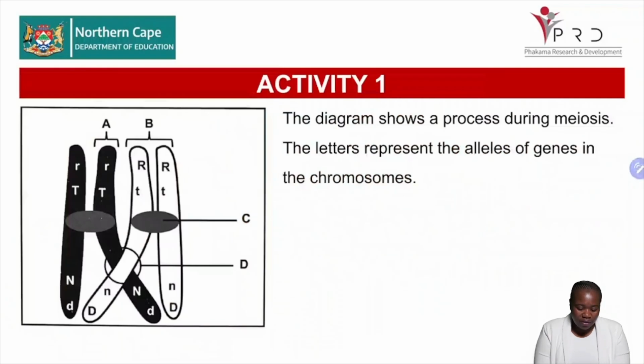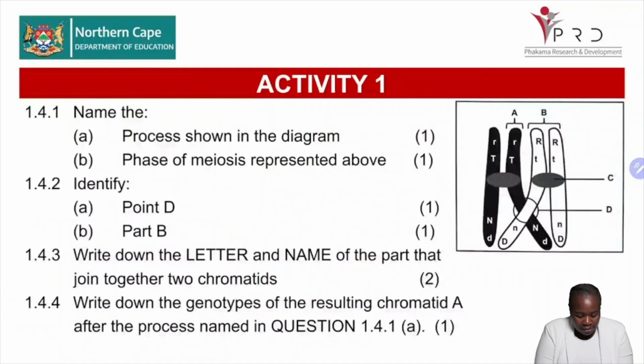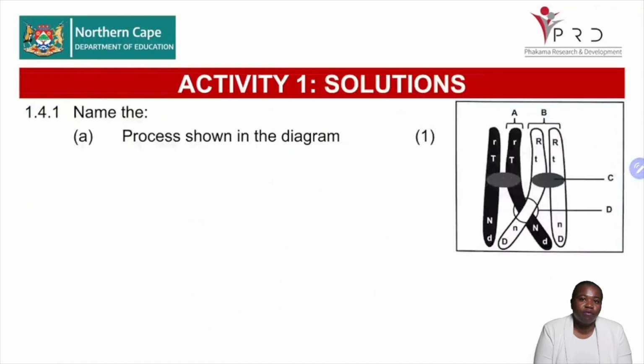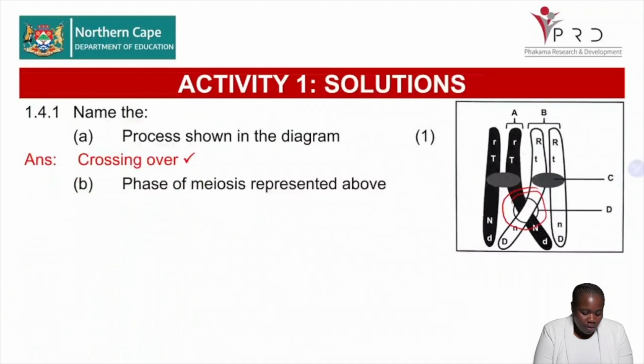Okay, let's have a look at an activity. Activity 1. It says the diagram shows a process during meiosis. The letters represent the alleles of genes in the chromosomes. Okay, as we can see here, we have the letters which are representing those alleles. We have 1.4.1 to 1.4.4. 1.4.1, name the process shown in the diagram. We can see that there is crossing over, so that is what is happening here. And then the phase of meiosis represented above, that would be prophase 1.